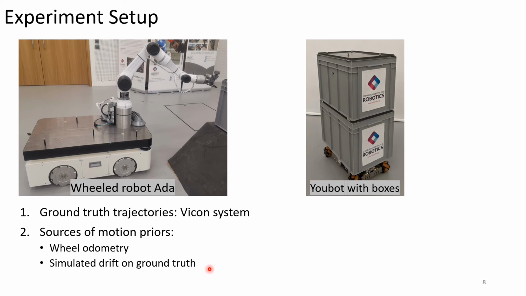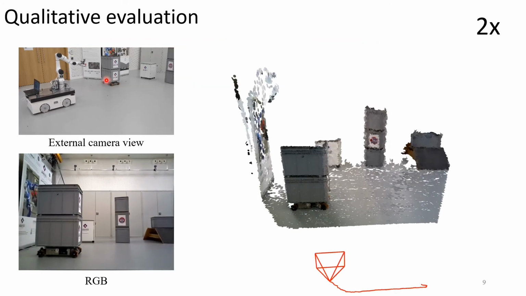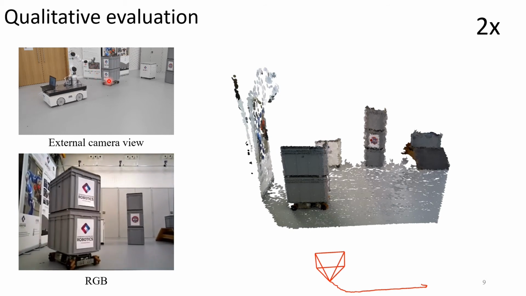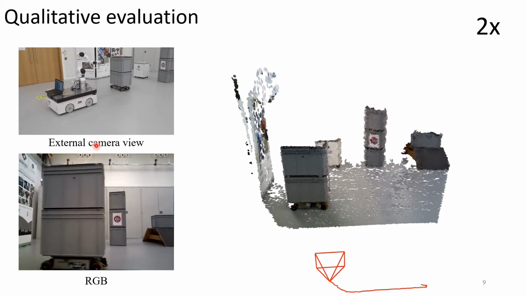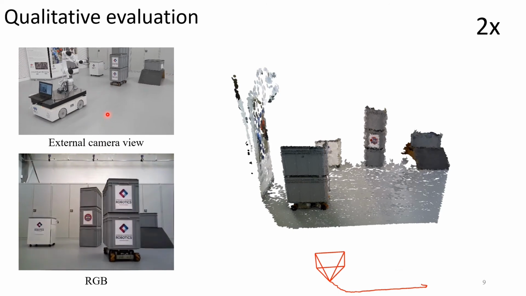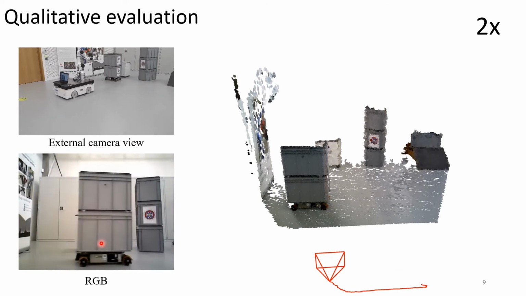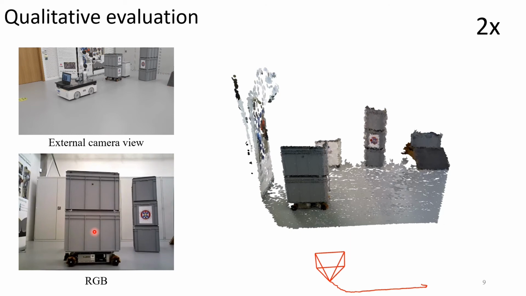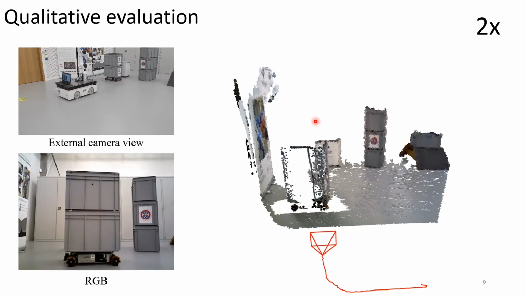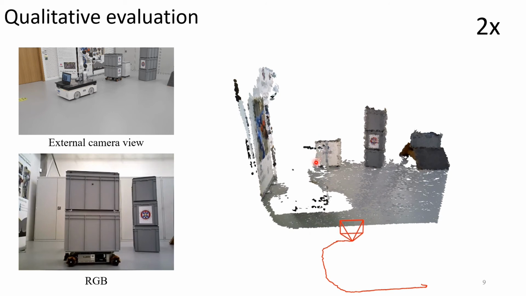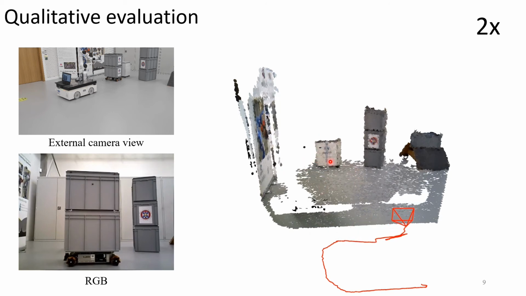We first show qualitative results, and as you can see in the external camera view, there's a large dynamic object that moves closely to the camera. It also causes large occlusion in the visual input. Results show that RigidFusion can detect the dynamic object occlusion and remove it from the static background.